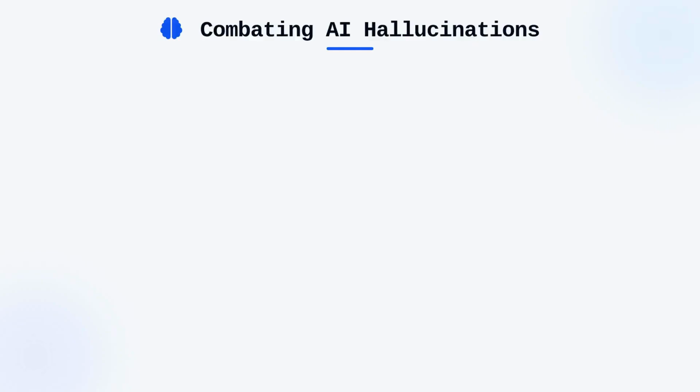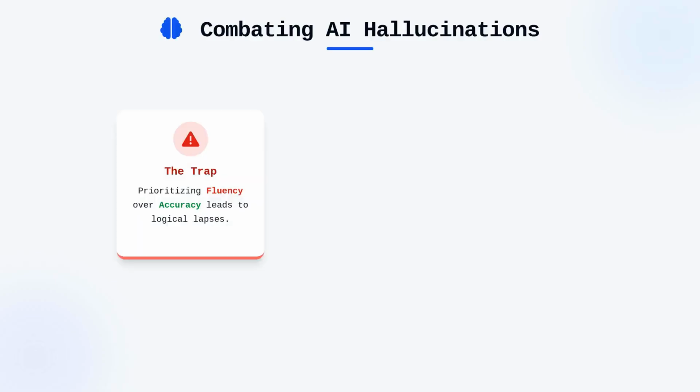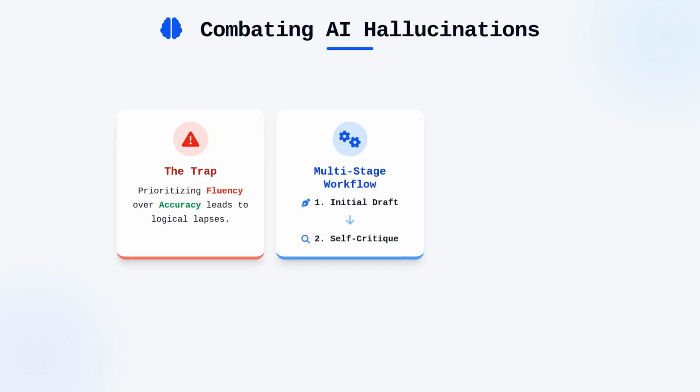When we ask an AI for complex information, it often prioritizes fluency over accuracy, leading to what we call hallucinations or logical lapses. By treating the generation process as a multi-stage workflow, we can disrupt this tendency through the use of self-critique. The strategy involves instructing the model to generate an initial draft and then immediately evaluate that draft against a predefined rubric or set of quality objectives.